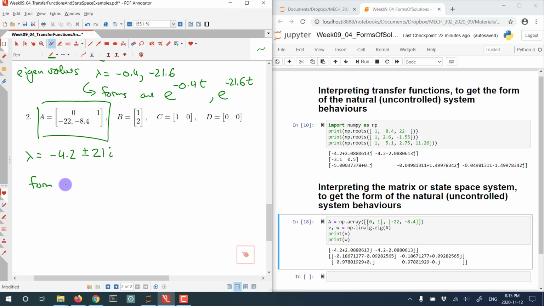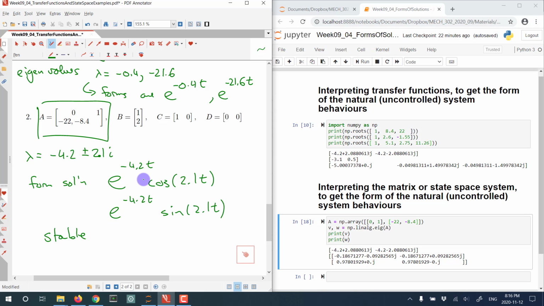So again, the form of the solution here is going to be e to the negative 4.2t, and the imaginary part ends up giving us coses and sines. 4.2t sine of 2.1t. And so that's what we've got, and this is definitely stable. We have nice, quick exponential decays associated with both of those oscillations.